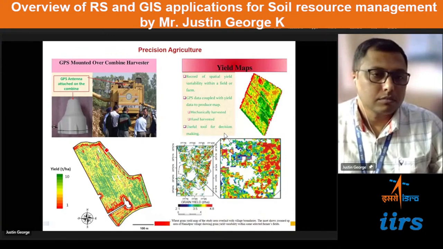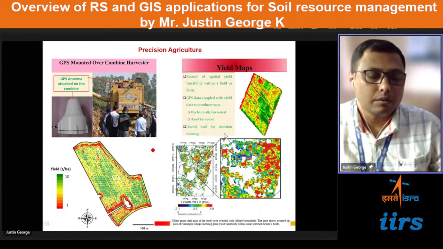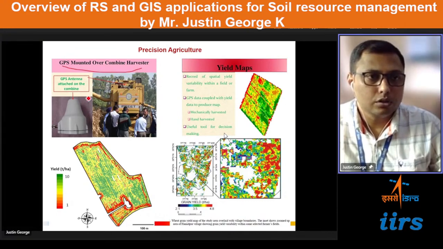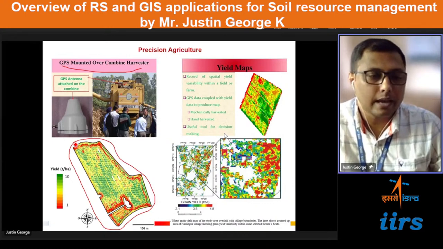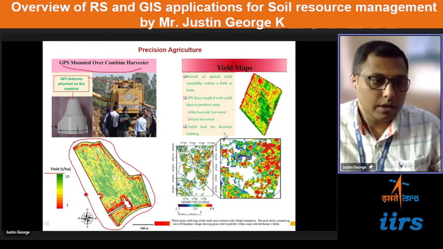Similarly, nowadays many people might have been increasingly hearing about precision agriculture. In precision agriculture also, geospatial technology plays a very important role. You might have heard about the GPS mounted combine harvester. So at each and every location, the yield will be noted along with the GPS location. Ultimately, such geo-referenced yield observations help in generation of yield maps within smaller areas, such as a field. Here you can see that the green patches have a higher yield of 10 tons per hectare, whereas the areas near the boundaries have a lower yield.